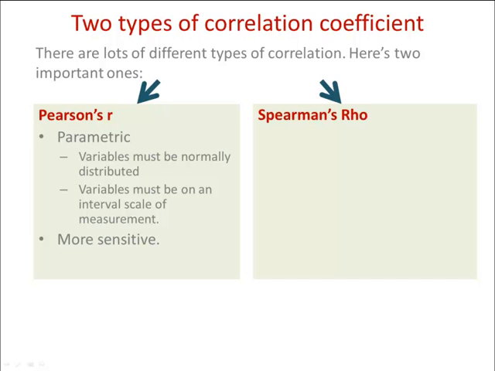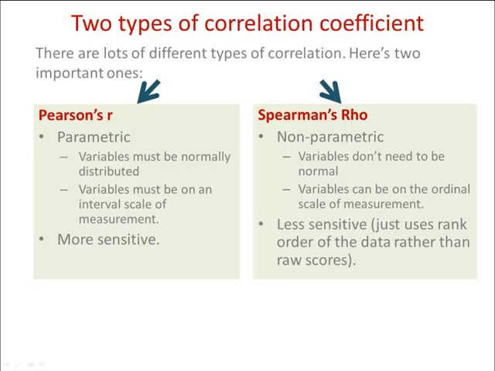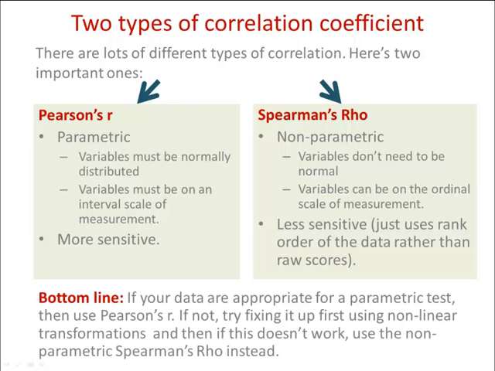However, if you find that the assumptions are violated and you can't do anything about it, then there's an alternative, which is Spearman's rho, which is non-parametric. That means the variables don't need to be normal, and they can be on an ordinal scale of measurement. That is, all it's doing is analysing the rank order of the data, not the intervals between the data points. Okay, and this means it's less sensitive, but you can use it in more situations.